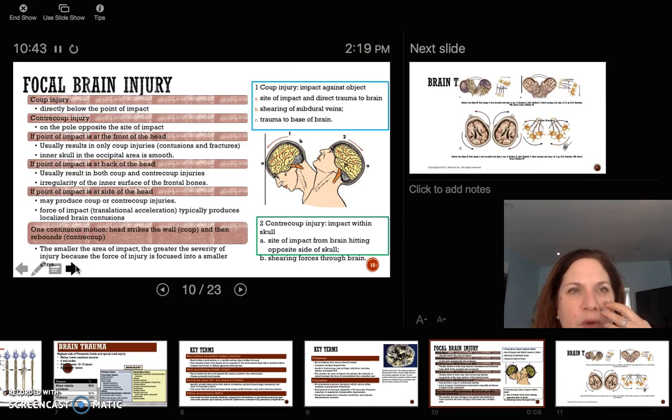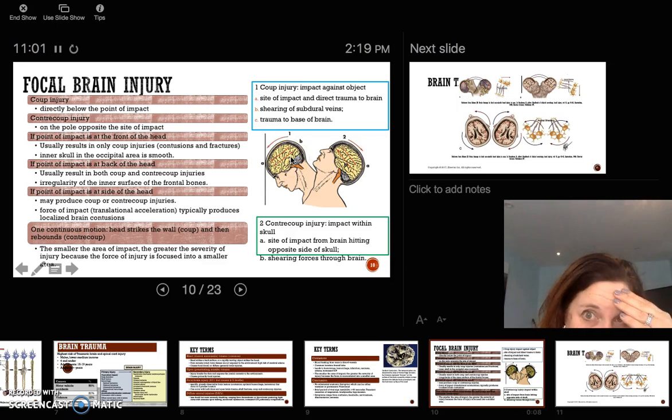So what is a focal brain injury? Coup and contra coup. What this means is that the coup injury is, if you're in a car accident and you get hit from behind in a car, your head hits the windshield. The initial impact of that is called your coup injury. That's the site of impact and the direct trauma to the brain.